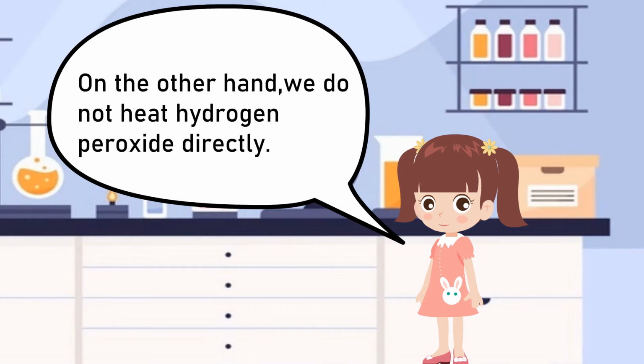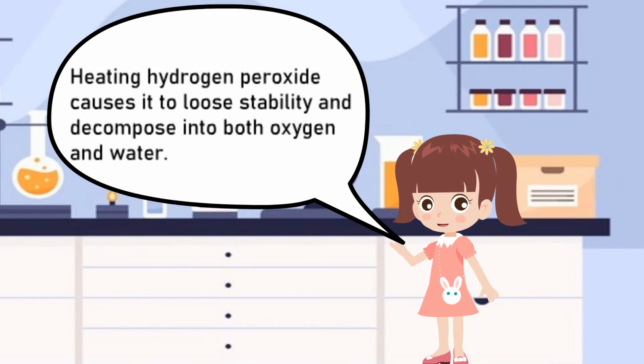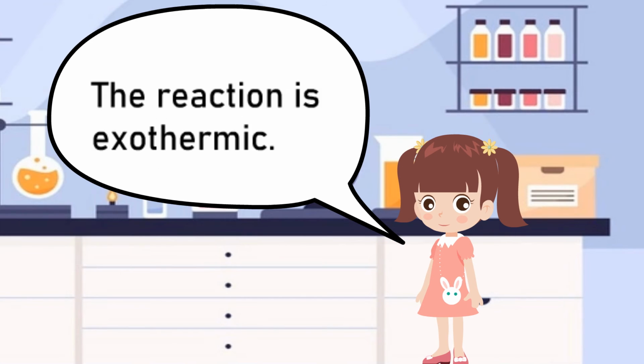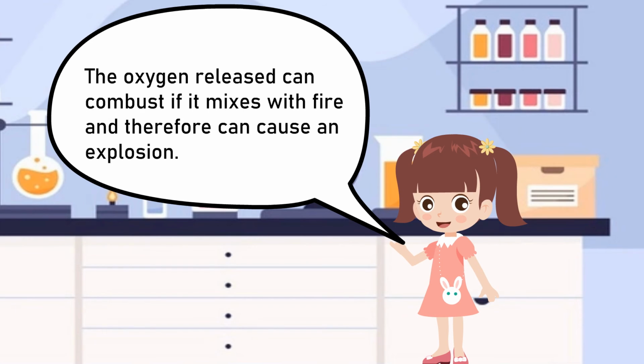On the other hand, we do not heat hydrogen peroxide directly. Heating hydrogen peroxide causes it to lose stability and decompose into both oxygen and water. The reaction is exothermic. The oxygen released can combust if it mixes with fire and therefore can cause an explosion.